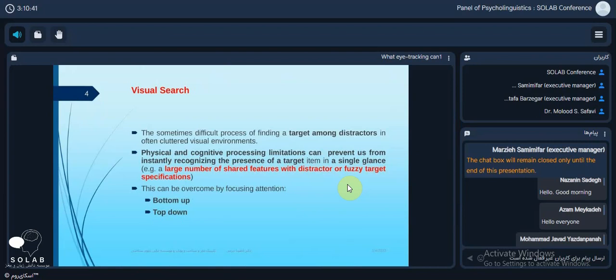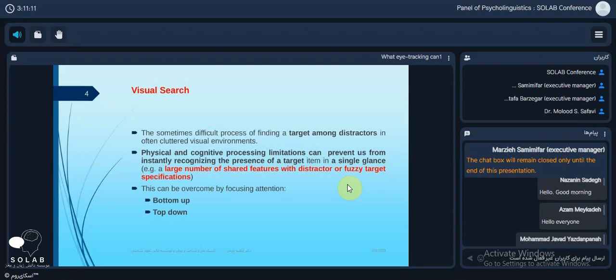What does it mean? Your control of attention. Eye tracking is for eye movement. Eye tracking is for visual information. It's designed for visual information, not for other cognitive processes. But we have found that we can use it for evaluating attention. It's very important.